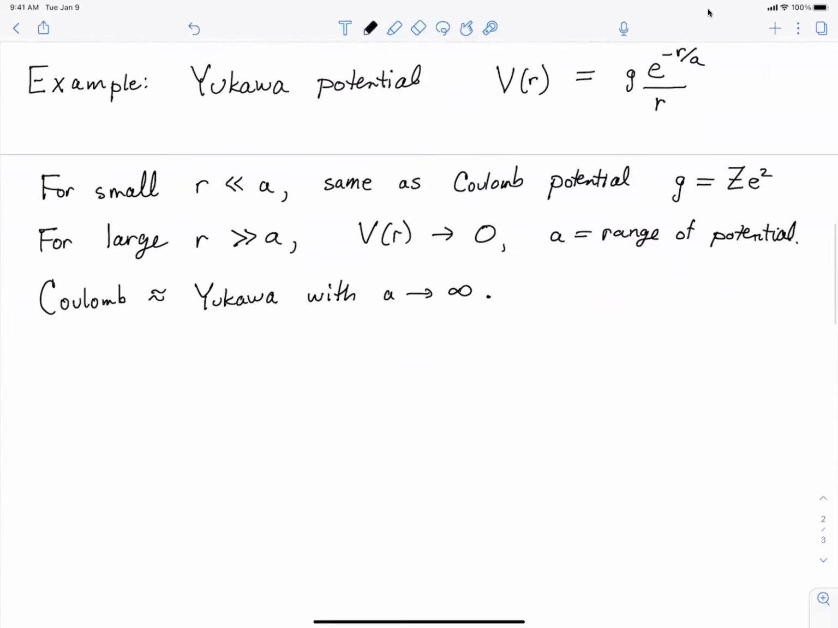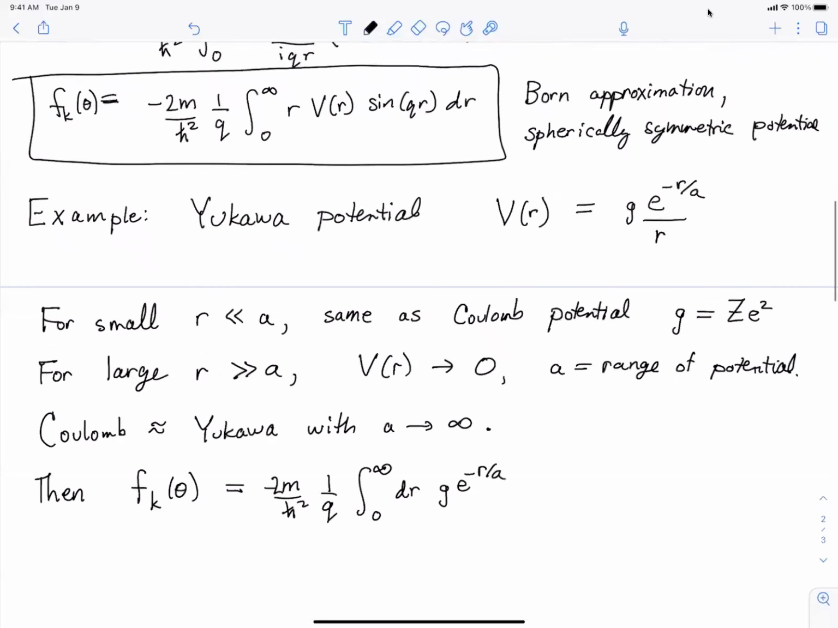Okay, so anyway, let's just plug that in and see what we get. So here's our scattering amplitude. The Born approximation just tells us to do an integral. Sorry, this is minus 2m over h bar squared, 1 over q. And then we're going to integrate our potential. Okay, and then there's a 1 over r in the potential, but there's an r in the integral, so they cancel nicely. And then the other thing we have to include here is the sine qr.